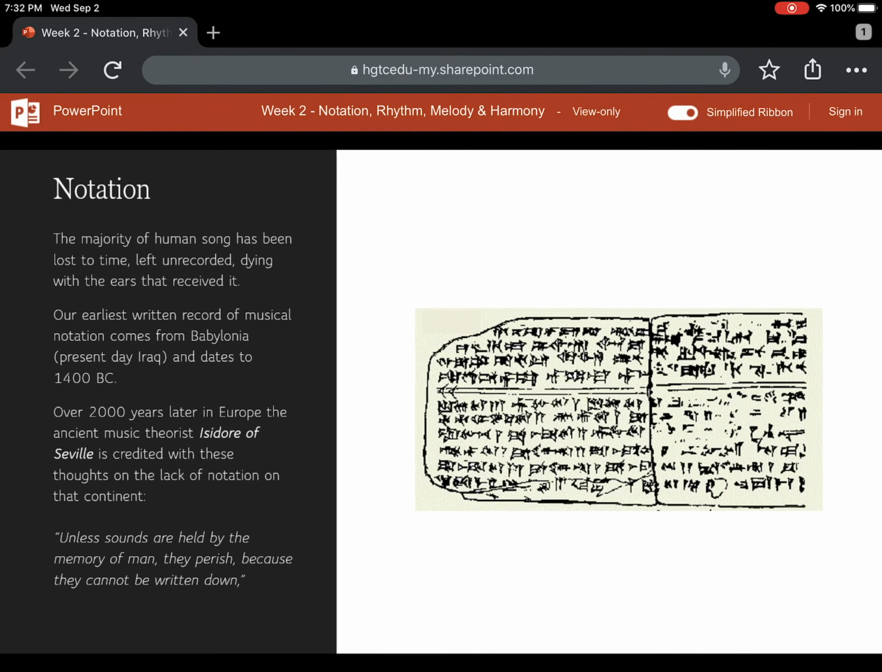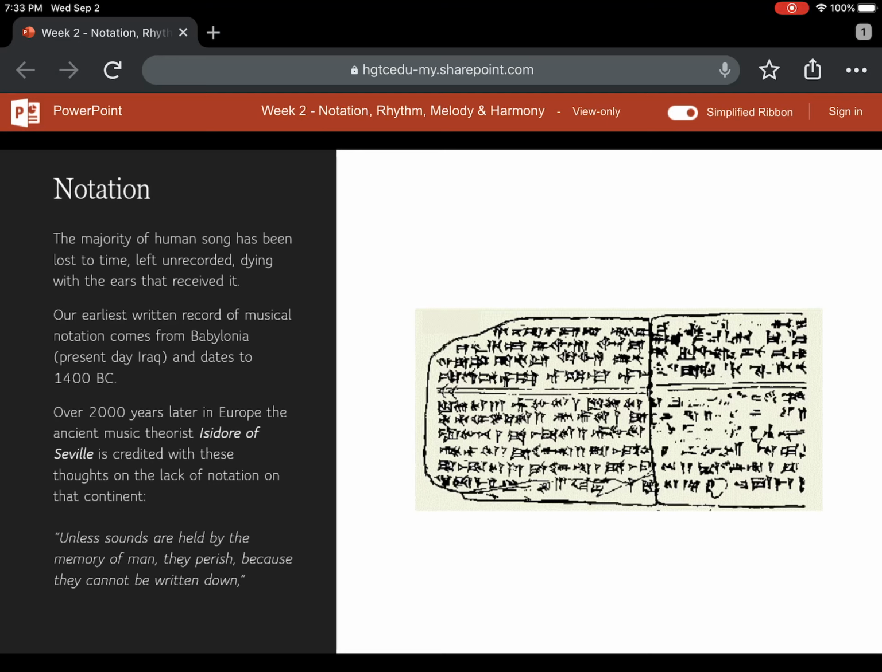Okay, so notation. The majority of human song has been lost to time. Most of human thought is gone, and we'll never know about it, because for the longest time we couldn't write, and for the same reasons, for the longest time we had no way to jot down the songs we came up with. But our earliest written record comes from Babylonia, present-day Iraq, and it dates back to 1400 BC. This is a very different part of the world from Europe, where a lot of our Western music history that we know about comes from.